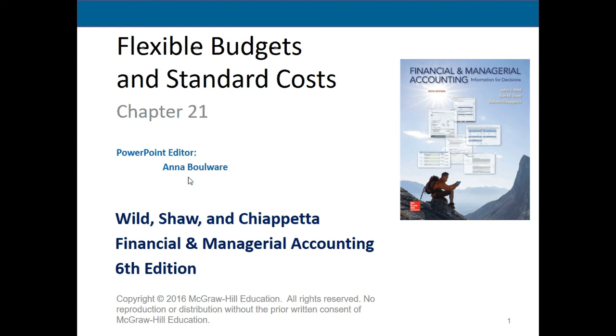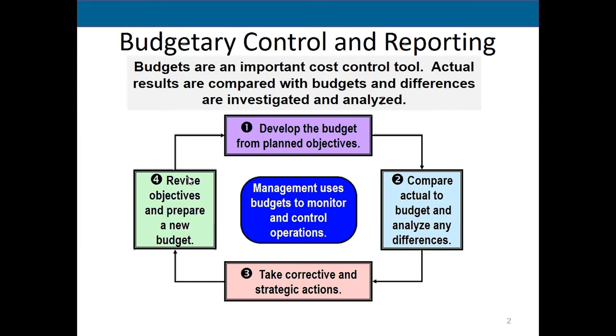In this lesson, we're going to talk about flexible budgets and standard cost. Just a quick reminder of what happens in a budget. Again, a budget is a plan. So you develop this plan, usually looking at your objectives, your future goals. You then compare that plan to your actual, and you try to figure out where the differences are.